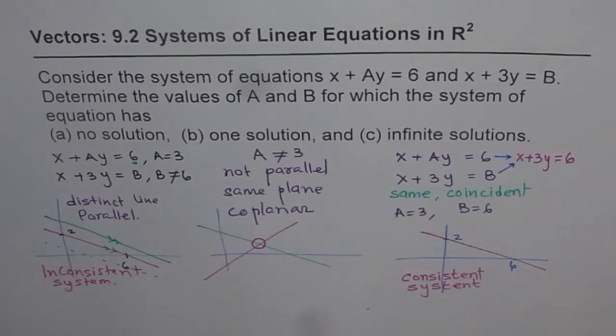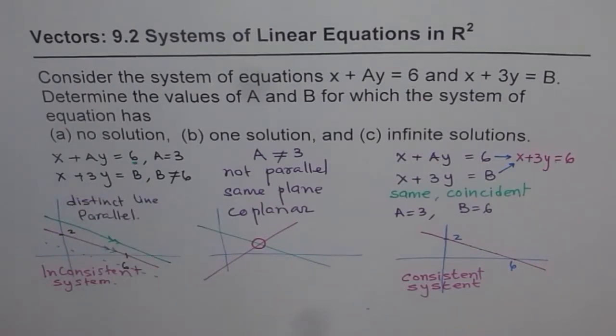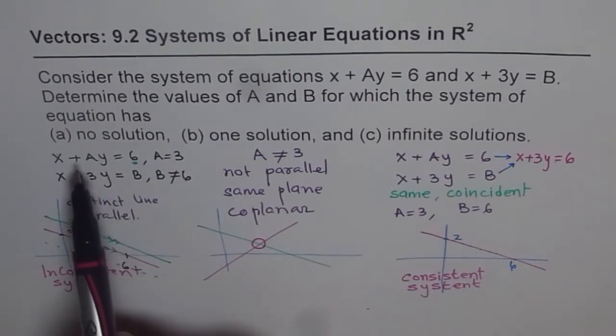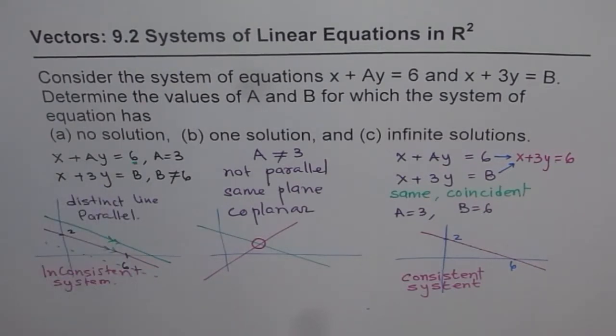So this example was kind of simple since we had a proportionate kind of a thing here. So we'll take another one where we'll shift these constants to a different position and make it slightly more complicated, and then analyze the same system and find out what those variables should be so that we get no solution, one solution, or infinite solutions.